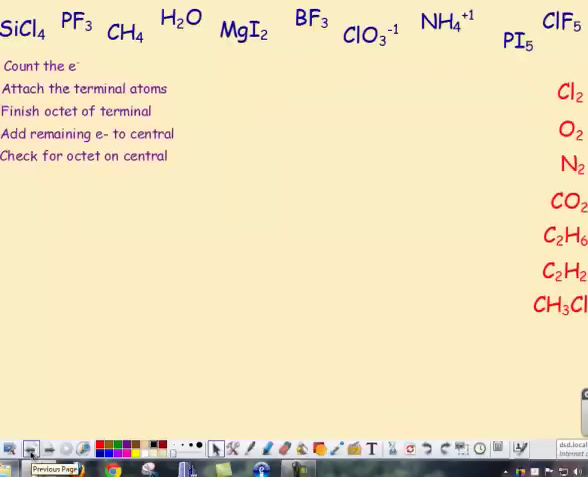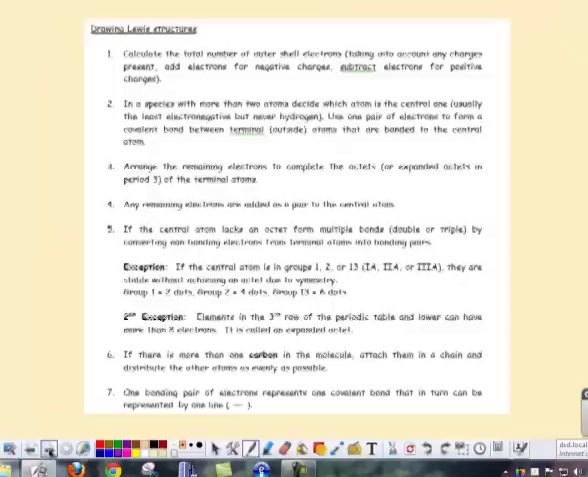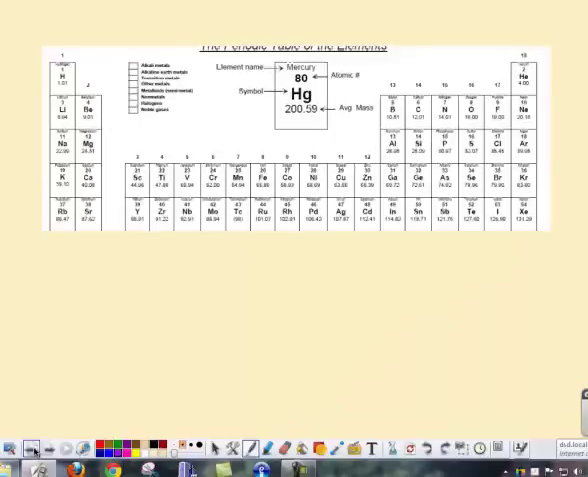all right, so I'm going to work my way across the top here. The first one that I am going to do a Lewis structure for is SiCl4. And step 1 is you've got to count the electrons. I'm going to be jumping back and forth here a little bit. But number 1, calculate the total number of outer shell electrons, taking into account any charges. Add electrons for negative, subtract for positive.